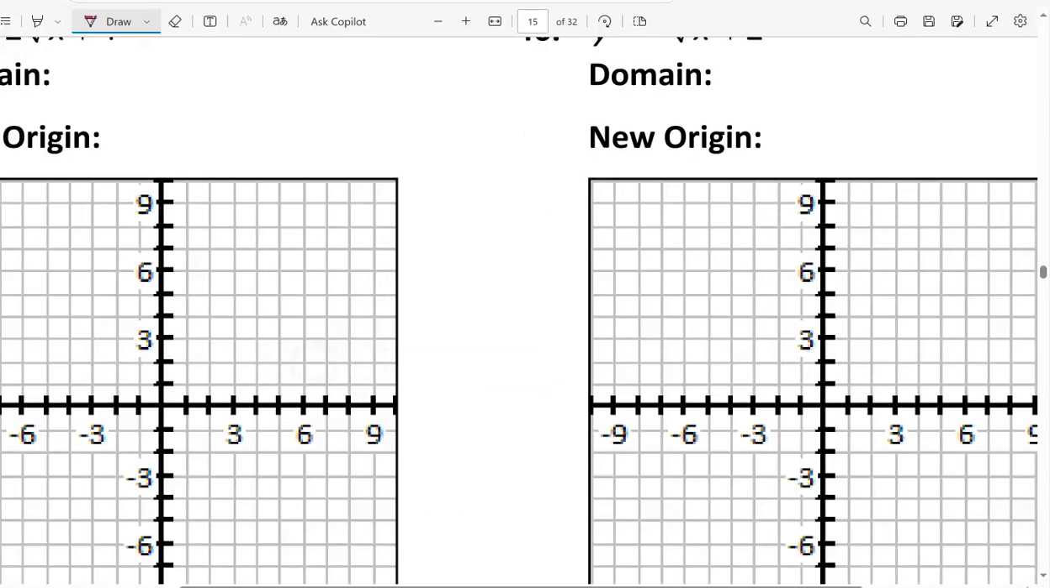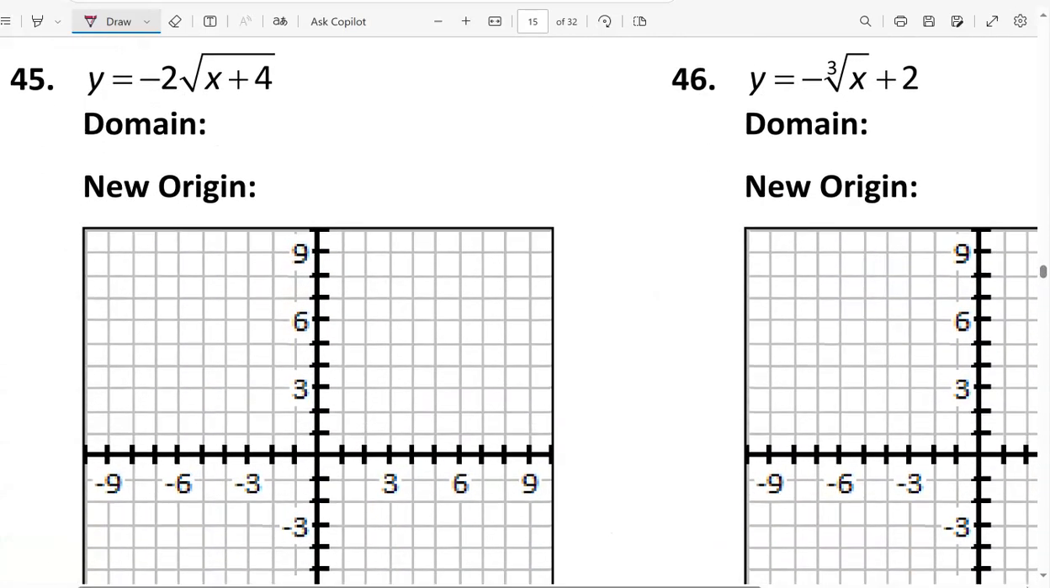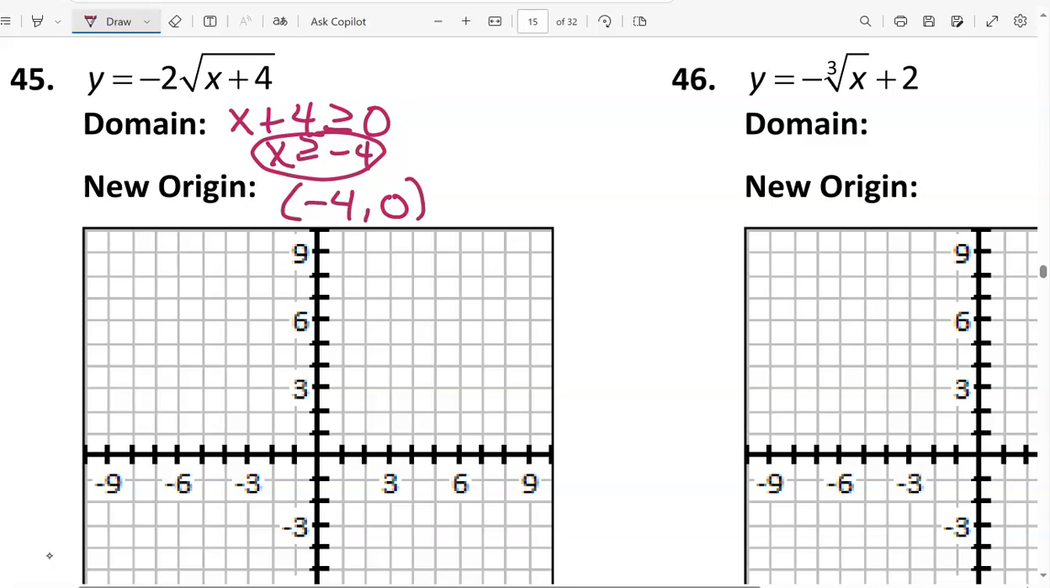All right, in 45, we have another square root function. So that means whatever the contents of the radical are, those have to be greater than or equal to 0. Solving for x, the domain is x is greater than or equal to negative 4. So our new origin is negative 4, 0.